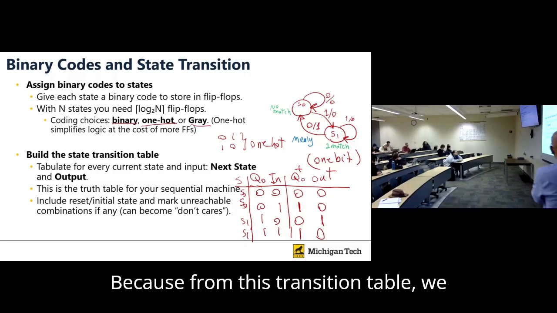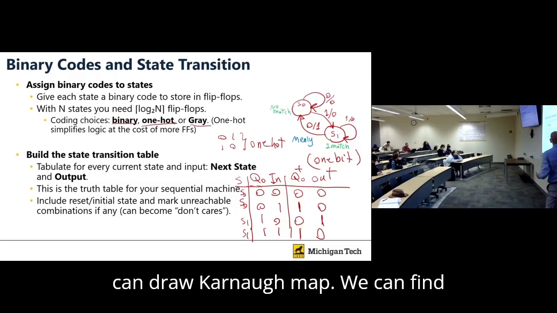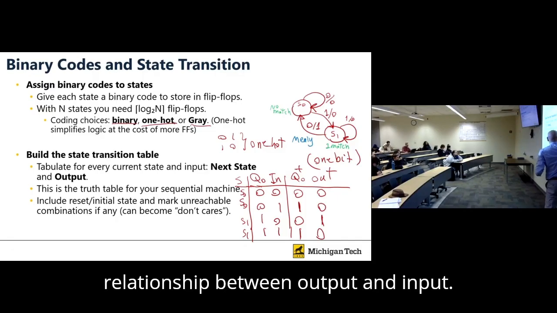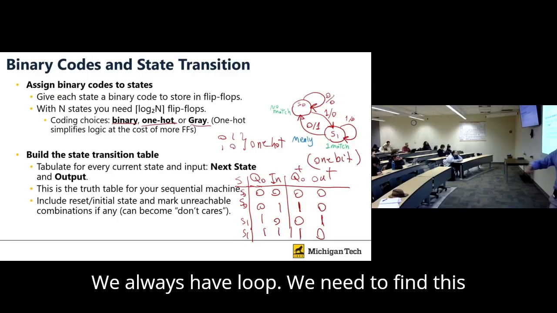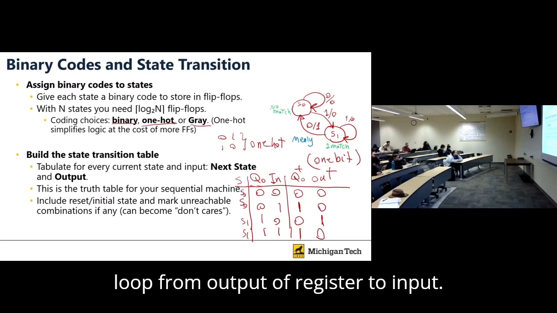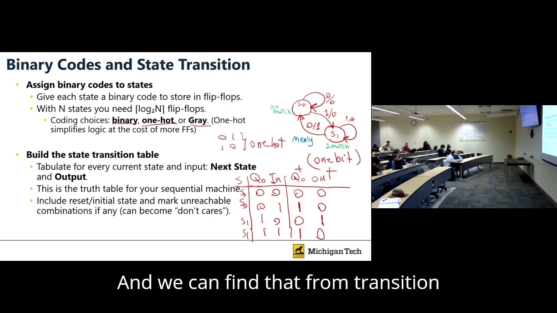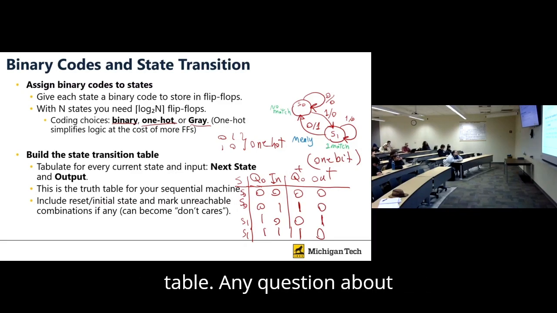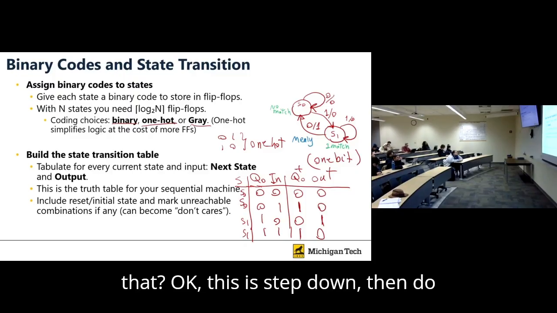Because from this transition table, we can draw the Karnaugh map. We can find the relationship between output and input. So we always have a loop. We need to find this loop from the output of the register to the input, and we can find that from the transition table. Any question about that? Okay, this is step done.